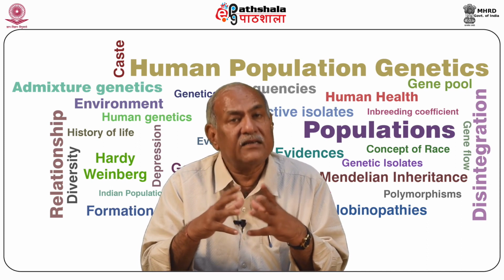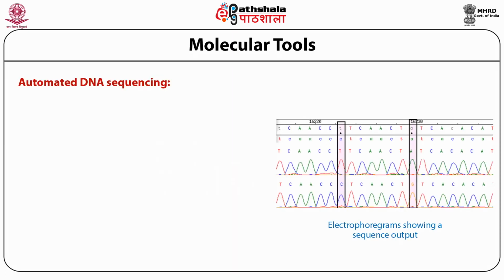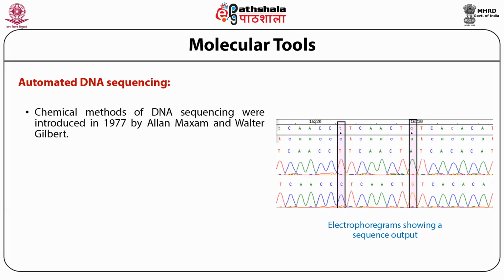Automated DNA sequencing: chemical methods of DNA sequencing were introduced in 1977 by Allan Maxam and Walter Gilbert. They devised a chemical method to cleave the sugar phosphate bonds in a DNA fragment at specific points. These methods were limited, as only about 100 bases could be sequenced in a single reaction. This was followed by an alternative approach called the chain termination method, devised by Frederick Sanger.